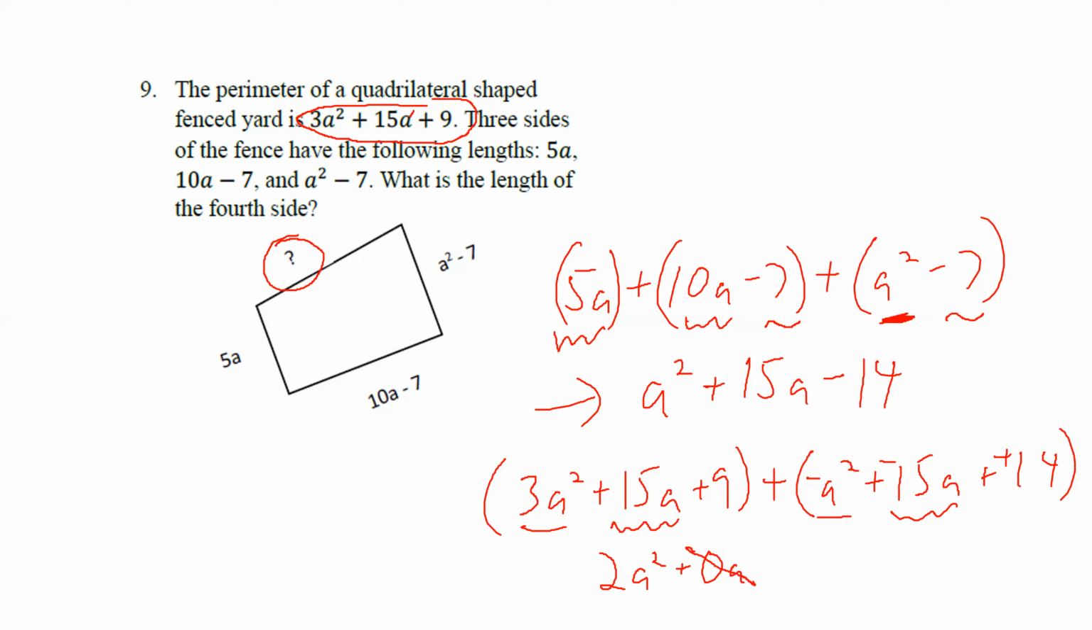All right. And then finally, for this last one, 9 and 14, add those two together and we get a total of 23. So since I don't have to write that middle term, my final answer is 2a squared plus 23, and that'd be my final answer on that one. So again, the perimeter is the total distance around. So we added up all the parts that we had and then subtracted it from the total to find out what we needed for the other side.